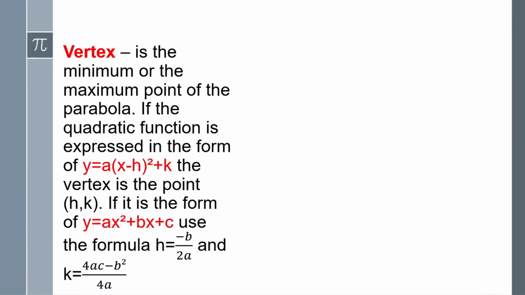So, what are the characteristics of the graph of quadratic function? Number 1, that is a vertex. What is a vertex? Vertex is the minimum or the maximum point of the parabola. If the quadratic function is expressed in the form of what we call the vertex form, then the vertex is the point (h, k). So if it is in the form y = ax² + bx + c, use the formula for h and k.